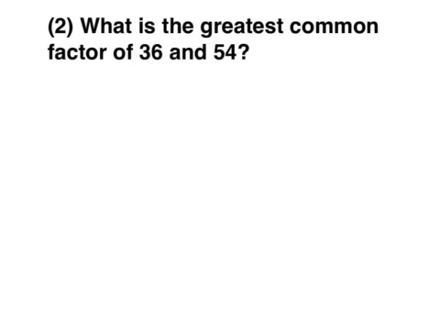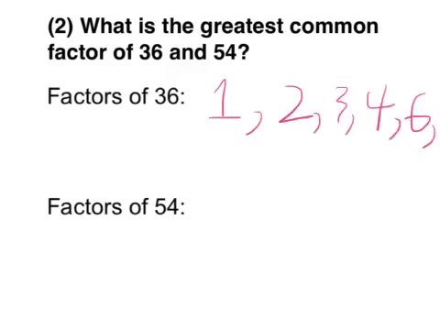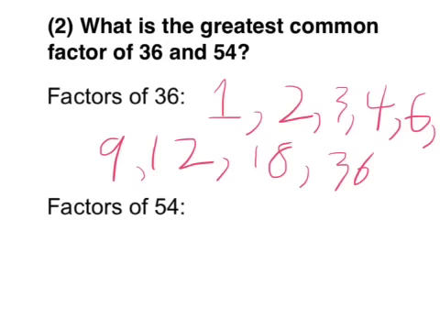A more difficult problem could be, what is the greatest common factor of 36 and 54? That's trickier because those are bigger numbers. They have many more factors. So let's list them. So some factors of 36 are 1, 2, 3, 4, 6, 12, 18, 36, and whoops, I forgot 9. So just to sort of show you, 1 times 36 is 36, 2 times 18 is 36, 3 times 12, 4 times 9, and 6 times itself. Those are all the ways you can multiply up to 36.